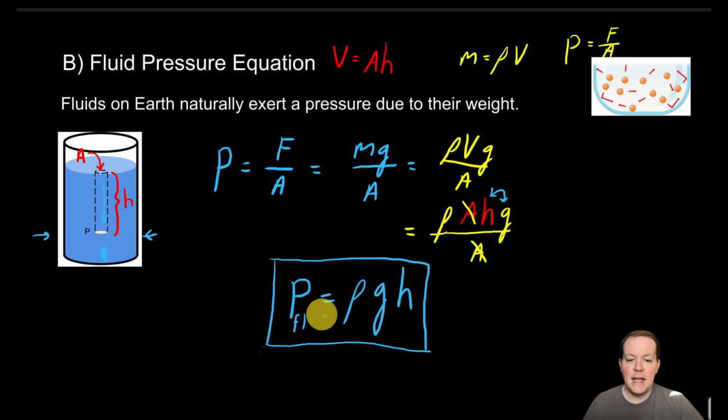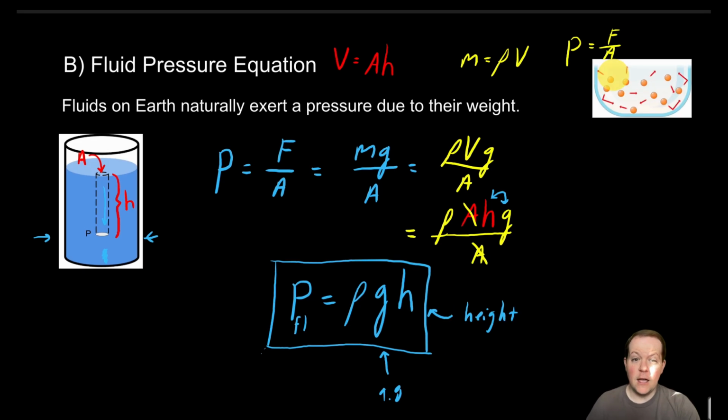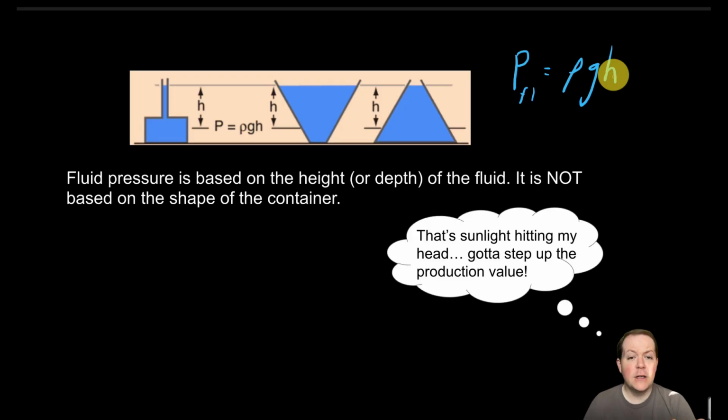Okay, let me just go like that. So rho is the density, g is the gravitational constant. That is still 9.8. That hasn't changed. And h is the height, how much liquid, or more specifically how much fluid, is above it. That is our equation for the pressure of a fluid. Okay, with that in mind, everybody, let's look at an example.